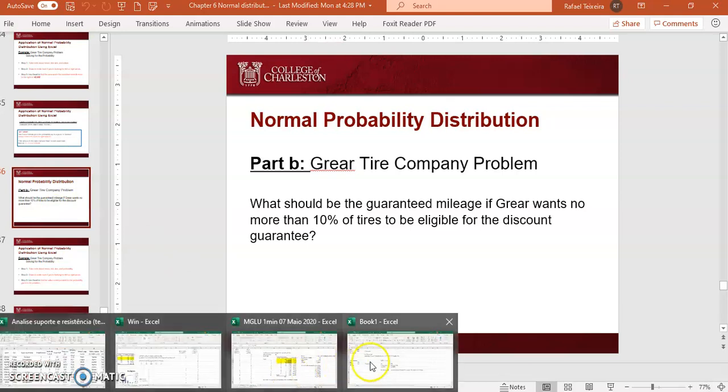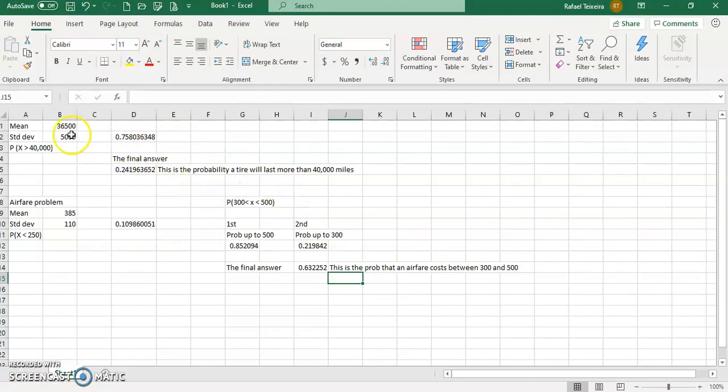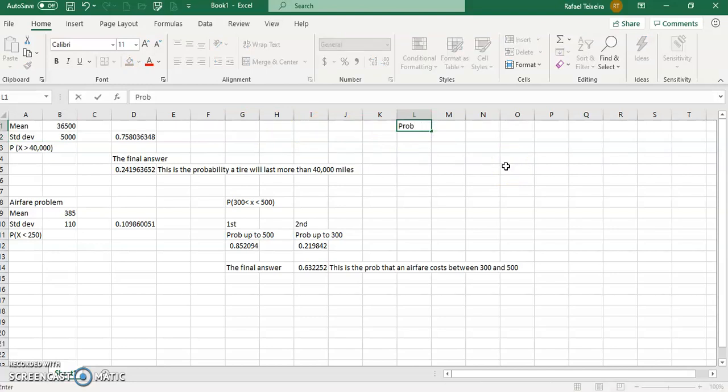So let's go to Excel. Remember, this is the mean and the standard deviation for the Greer Tire Company problem. I'm going to solve this here. Probability lower than 10%. This is what we want, right? What is the value? So what is the mileage that gives us less than 10%?